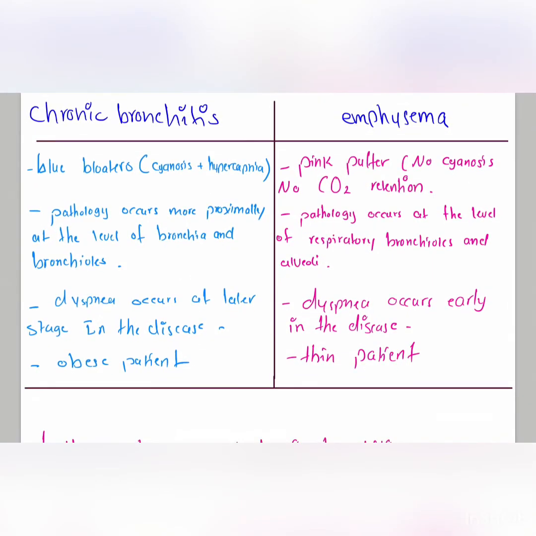Regarding the difference between chronic bronchitis and emphysema, this is a simple summary of the differences so you remember them. Patients with chronic bronchitis are called blue bloaters, while emphysema patients are called pink puffers. The pathology in chronic bronchitis occurs more proximally at the level of bronchi and bronchioles, the conducting zone, while in emphysema the pathology occurs at the level of respiratory bronchioles and alveoli, meaning the respiratory zone.